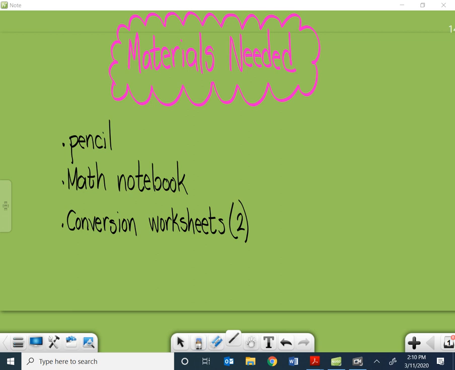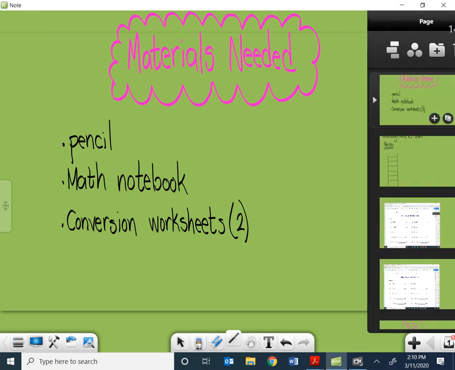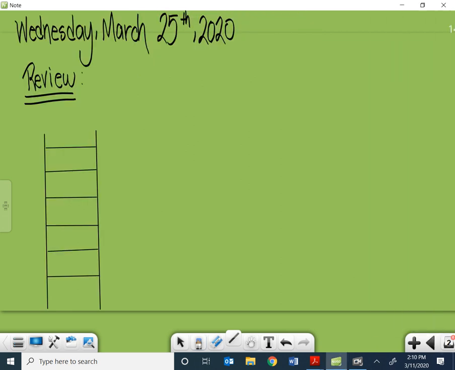So for today, you're going to need the following things. You're going to need a pencil, your math notebook, and then the conversion worksheets. That's the practice you'll do after, so you don't need that right now. It's going to be on Edmodo. So for now, just grab a pencil, your math notebook, and then we can start doing some review. So pause this, go grab those things, and come and join me, please. And we can start doing some review.